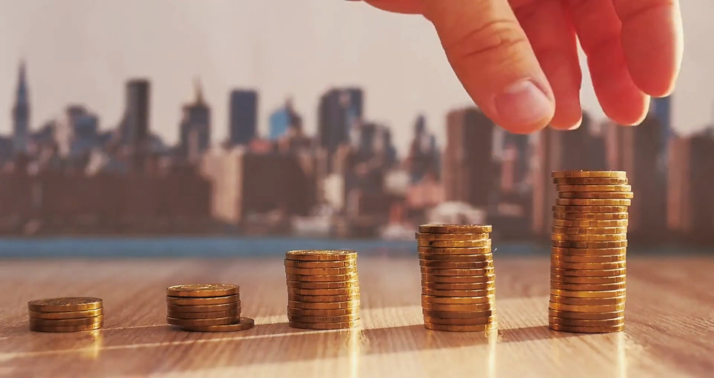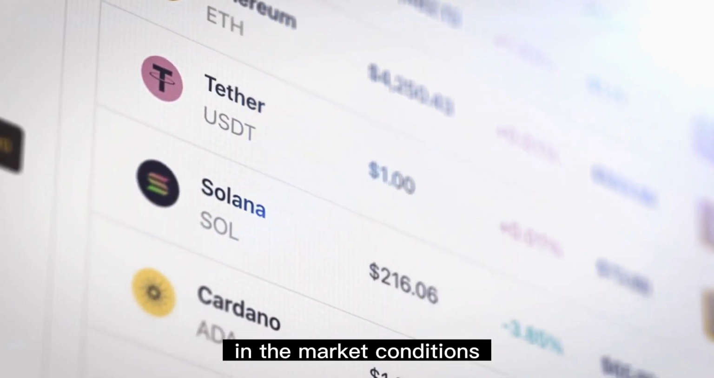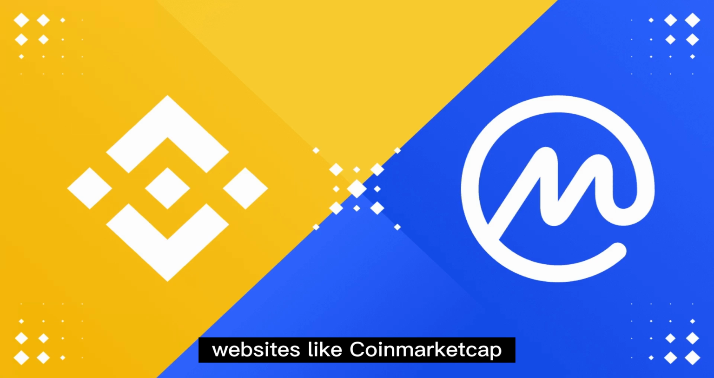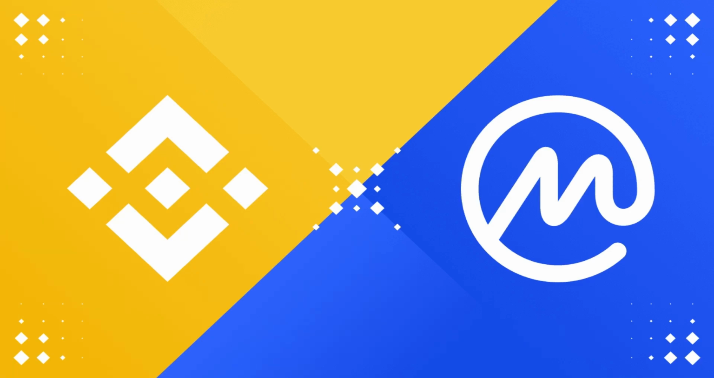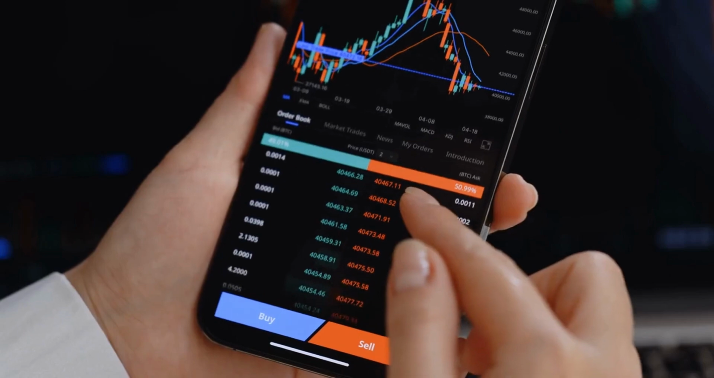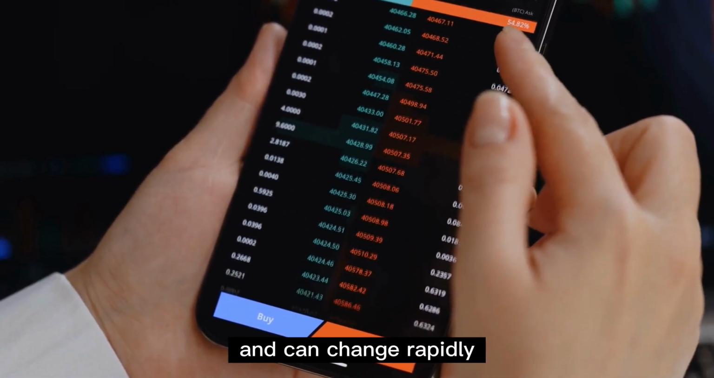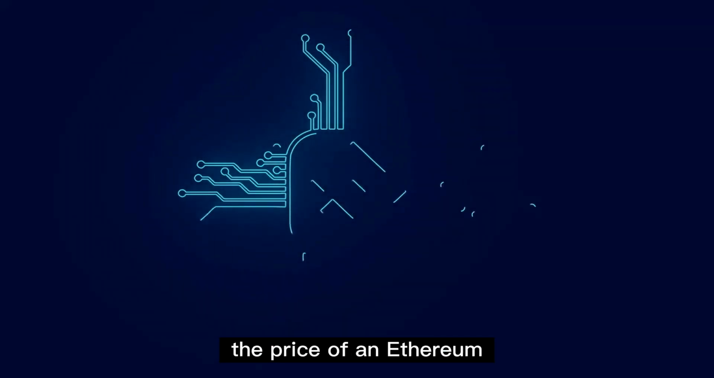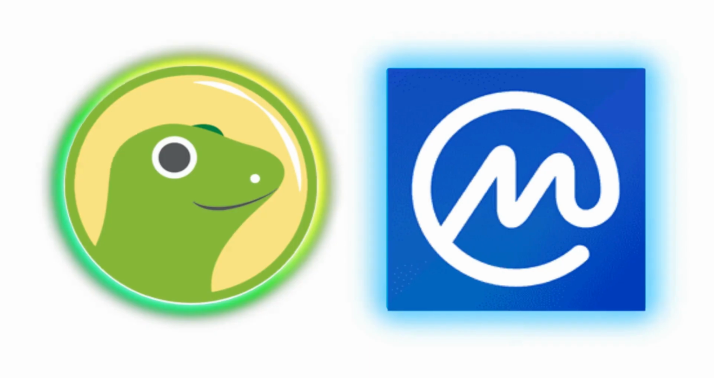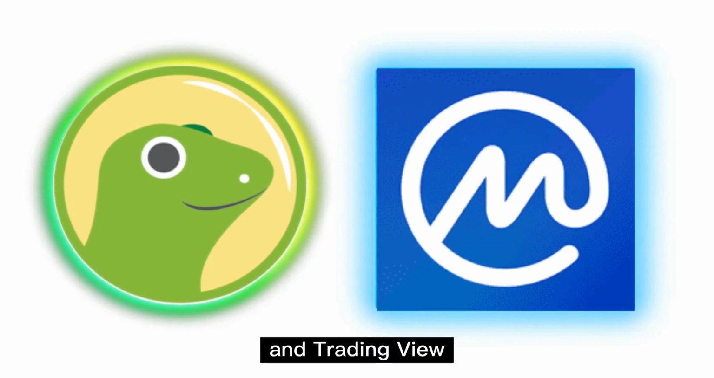Monitor your investment. Like any investment, it is important to monitor the price of Ethereum and the market conditions. You can use websites like CoinMarketCap or TradingView to track the price of Ethereum and other cryptocurrencies. Here are some tips on how to monitor your Ethereum investment. Keep track of the Ethereum price. The price of Ethereum can be highly volatile and can change rapidly. You can use various websites or mobile apps to track the price of Ethereum in real time. Some popular options include CoinMarketCap, CoinGecko, and TradingView.